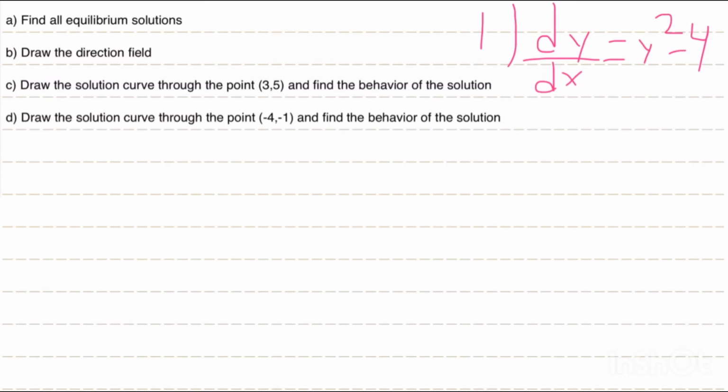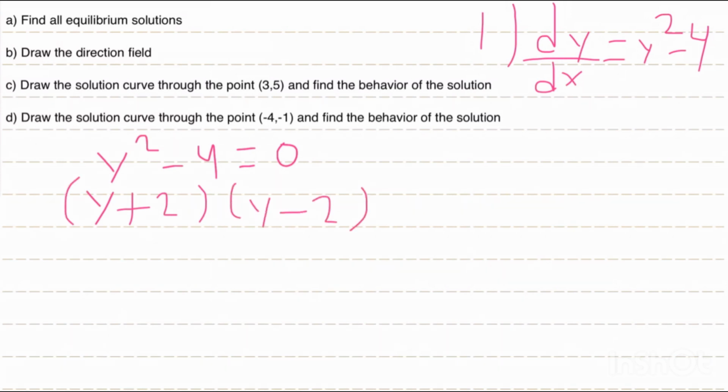Alright, so number one, let's start with part A. Find all equilibrium solutions. An equilibrium solution is when dy/dx is equal to 0. So we're going to set y squared minus 4 equal to 0, and we can just factor it out. So (y + 2)(y - 2), which gives us y equal to negative 2 and 2. So these are the equilibrium solutions. And now we can just move on to part B.